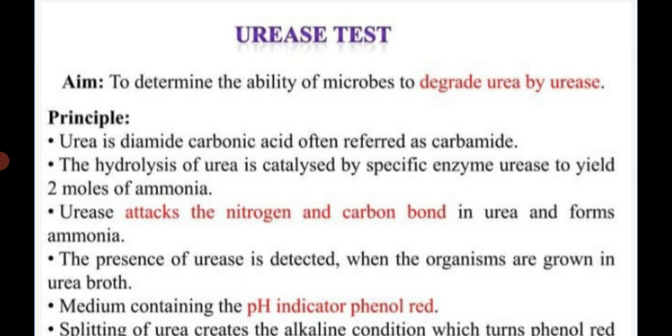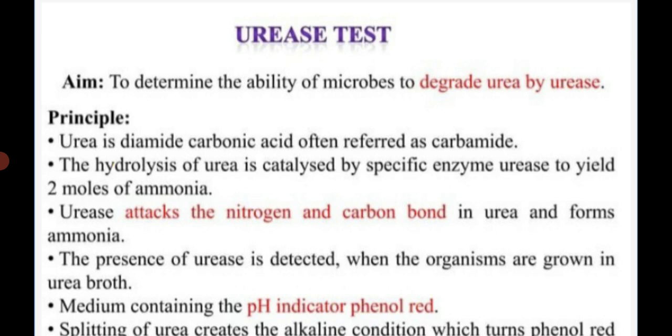It is a diamide of carbonic acid, often referred to as carbamide. Hydrolysis of urea is catalyzed by a specific enzyme, urease. It yields 2 moles of ammonia. The enzyme urease attacks the nitrogen and carbon bonds in urea and forms ammonia. The presence of the urease enzyme is detected by the formation of ammonia in the broth.